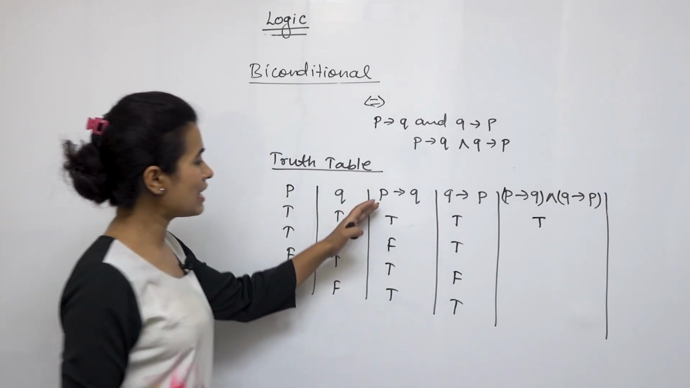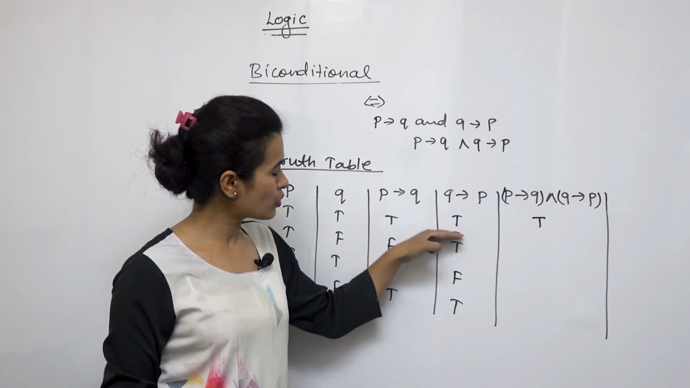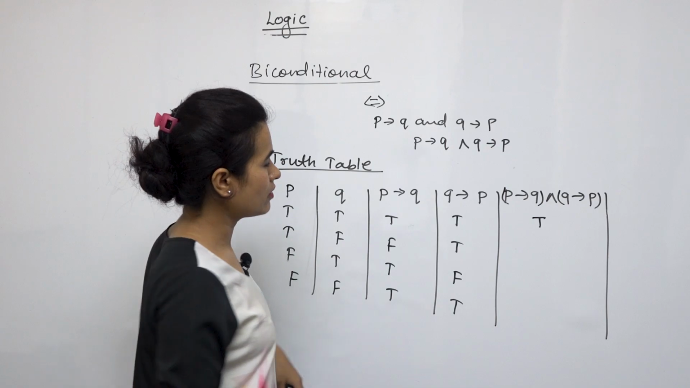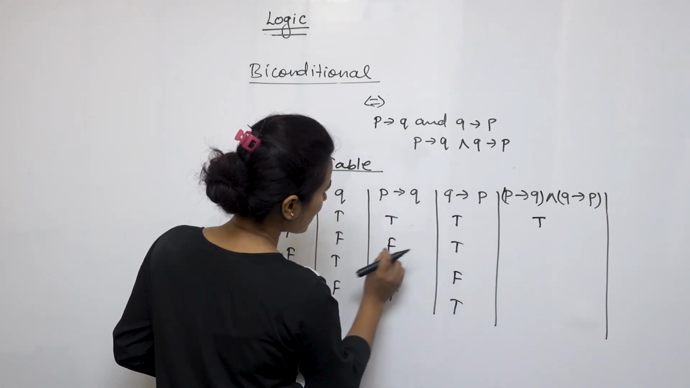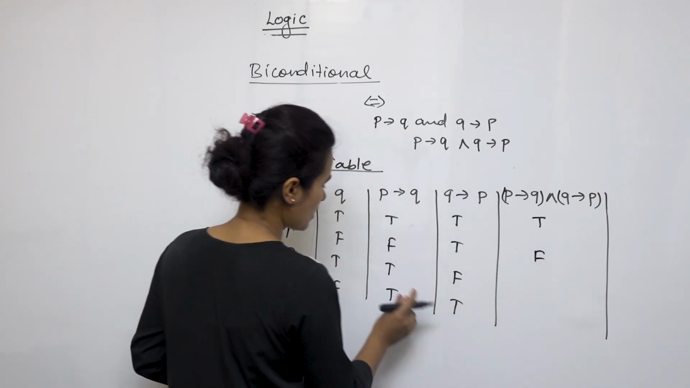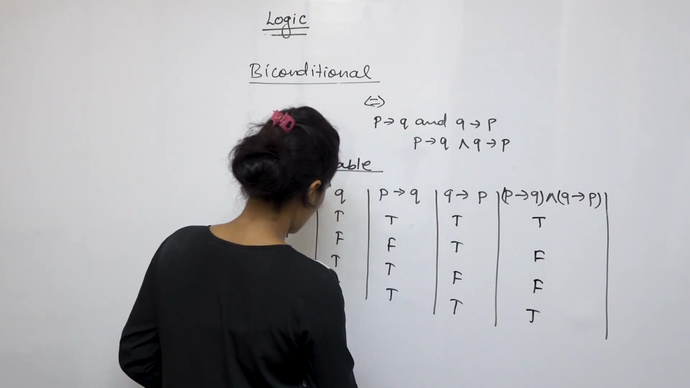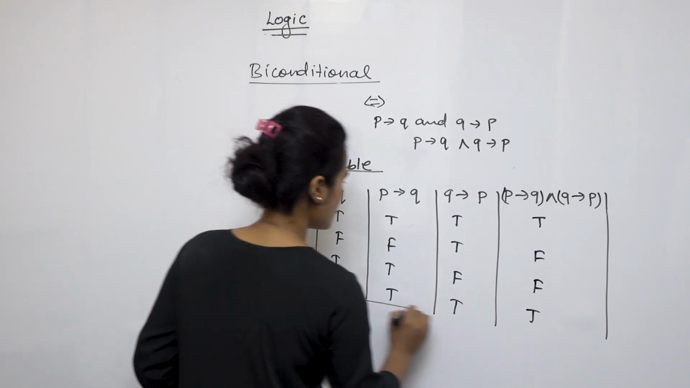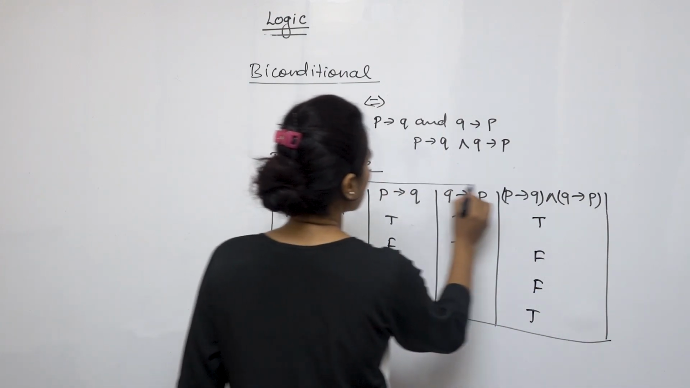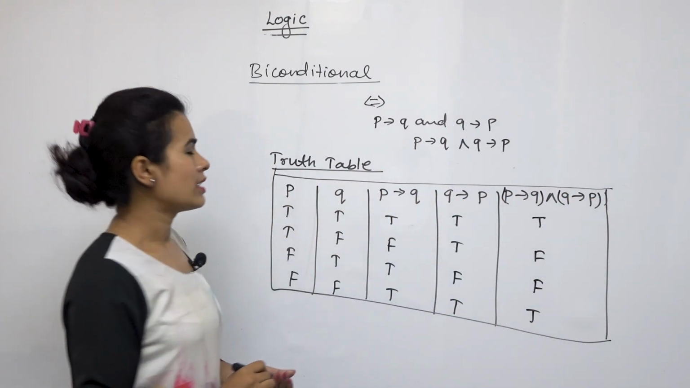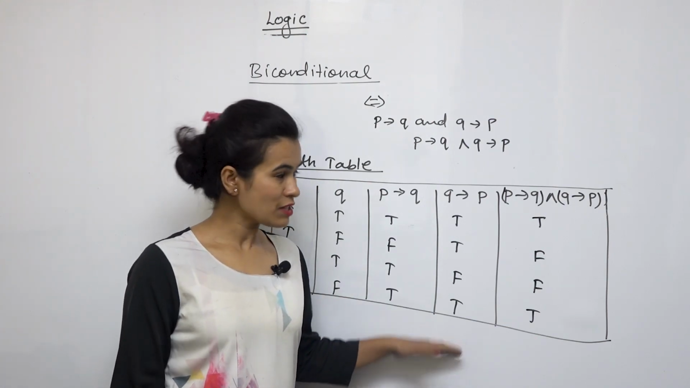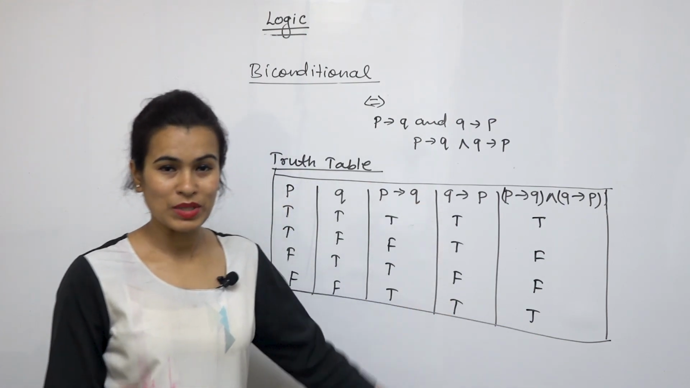But if P then Q and Q then P have the same truth value, then the result is true. If different, like FT, then the result is false. If different, the result is false. If same, the result is true. This is the truth table for biconditional. Biconditional means P then Q and Q then P.